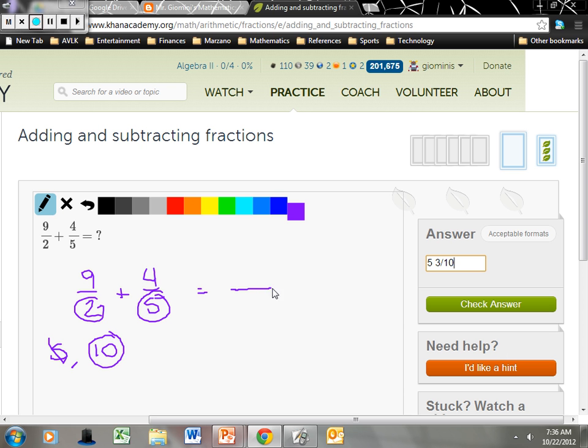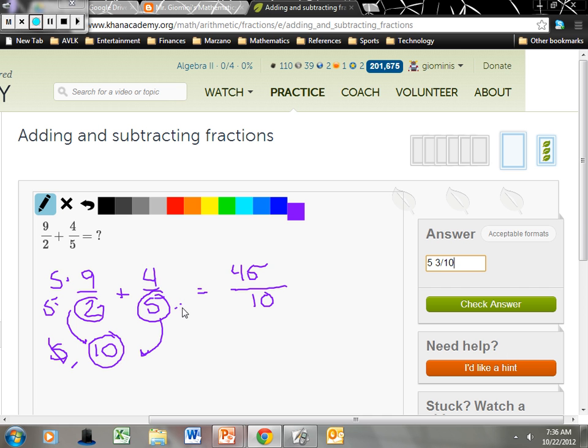I will put my fraction bar here, or my division bar. I will put 10 as the denominator. What did I multiply 2 by to get 10? I multiplied by 5. Whatever I do to the bottom, I must do to the top. 9 times 5 is 45. What did I multiply 5 by to get 10?